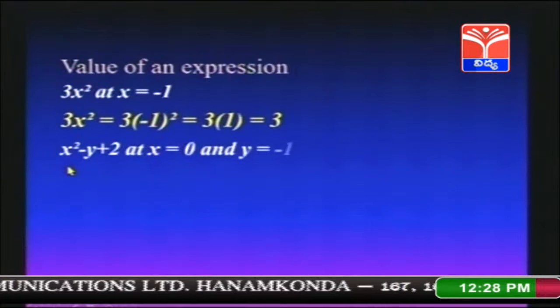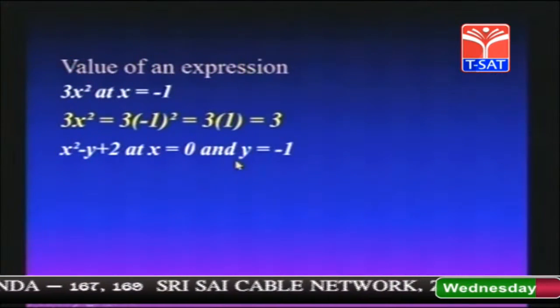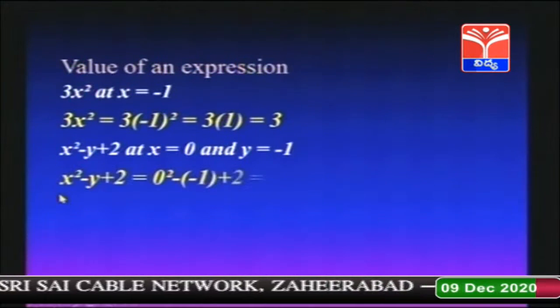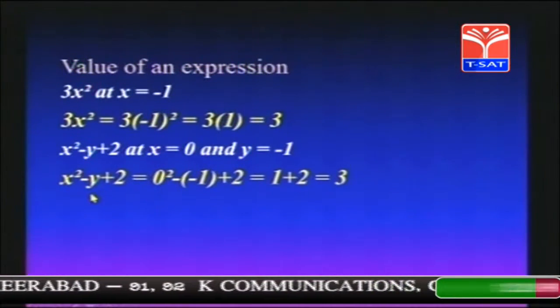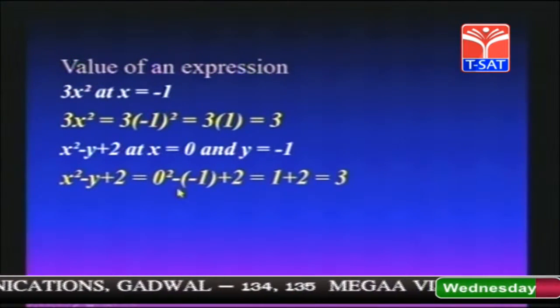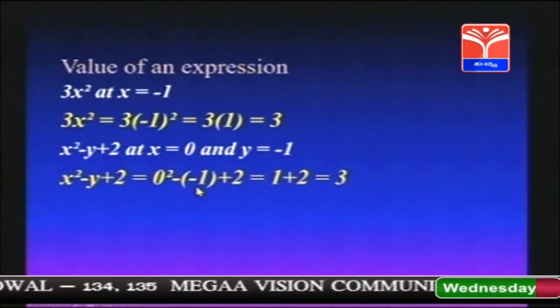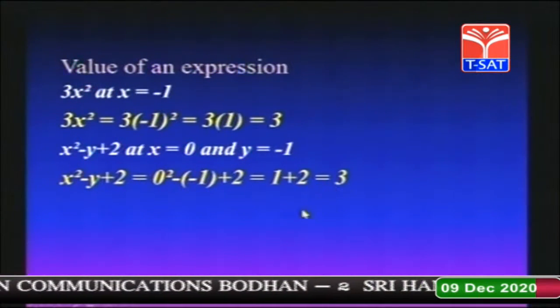Next one, x square minus y plus 2 at x is equal to 0 and y is equal to minus 1. If you substitute the values, in place of x, 0, that is 0 square, minus as it is, in place of y you will have minus 1. So minus of minus 1 plus 2. So it is 1 plus 2, that is equal to 3.